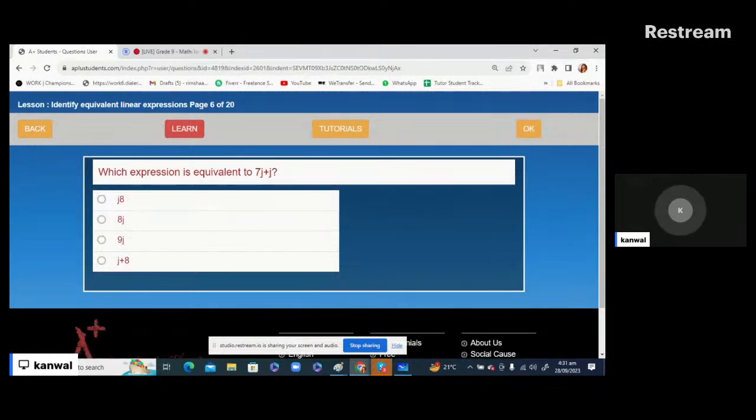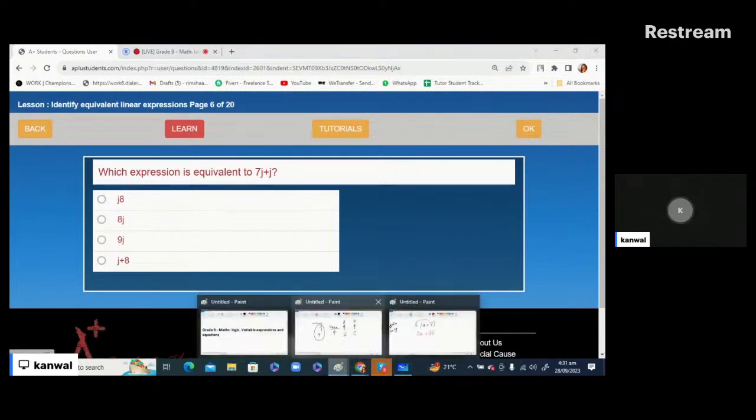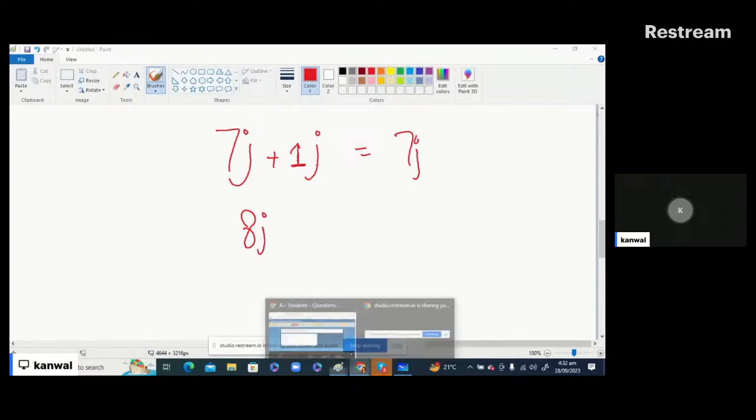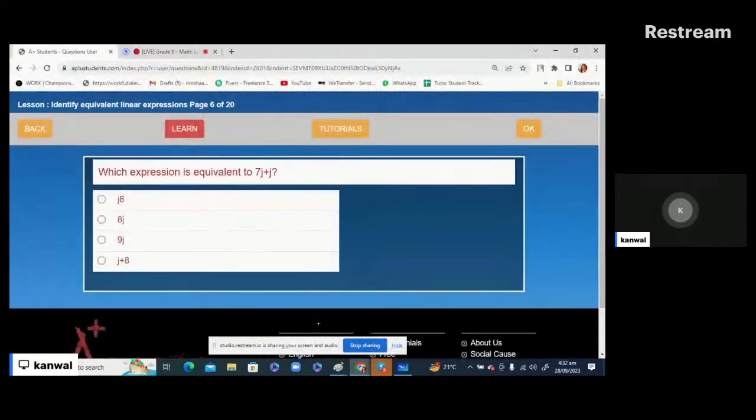Okay. So which expression is equivalent to 7j plus j? Look at here now. There is 7j plus j. It means that with the j there is 1. You are not writing it like 7j as it is because there is 1, it's addition, so it becomes 8j. Let's check, is there any option for 8j? Here is j8, so this is not right. 8j is the right option.